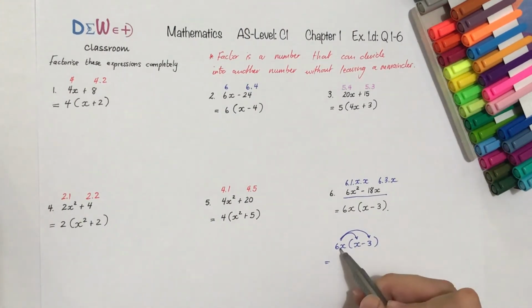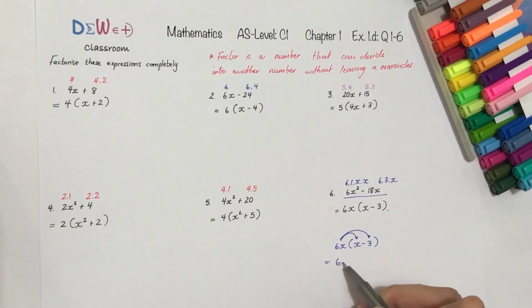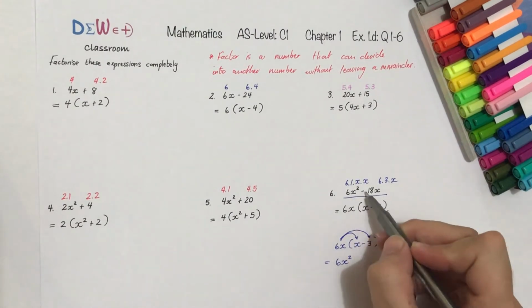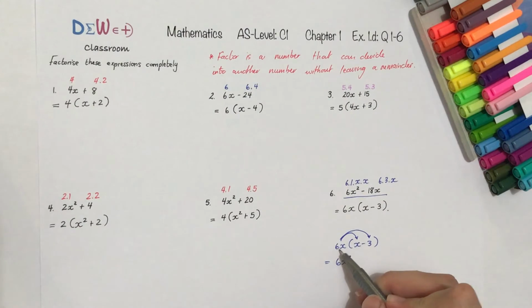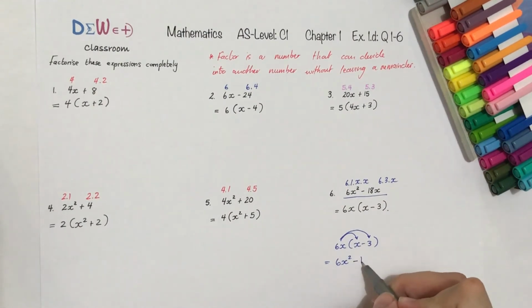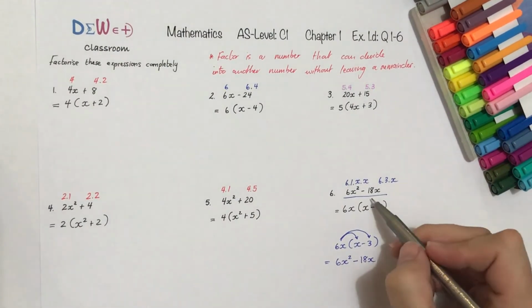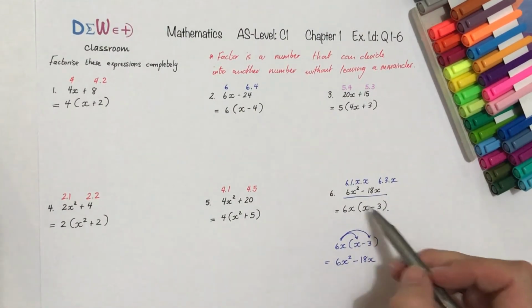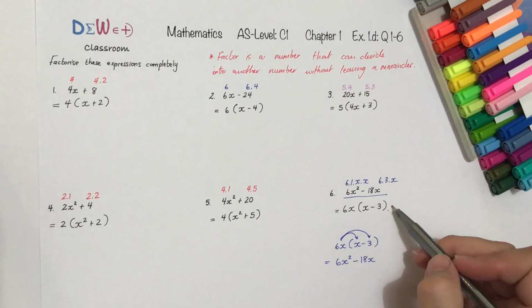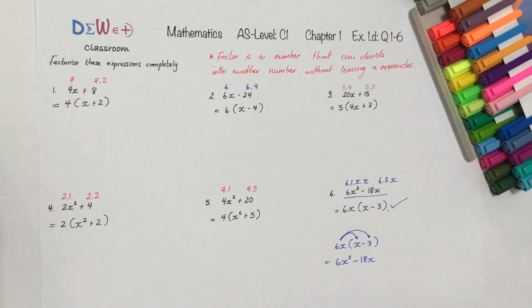6x times x gives you 6x squared, which is the same as what we started with, so that's correct. Minus 3 times 6x gives us minus 18x. That is our second part of our expression, the second term in our expression. So we know that this answer is correct.